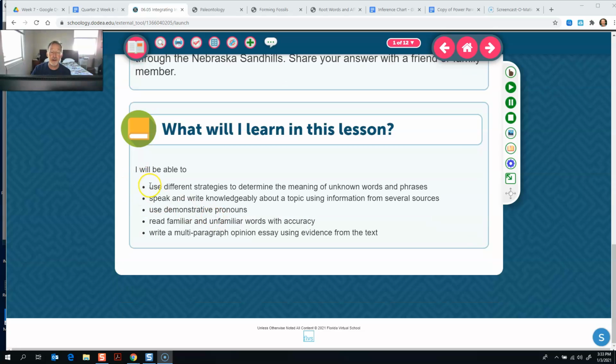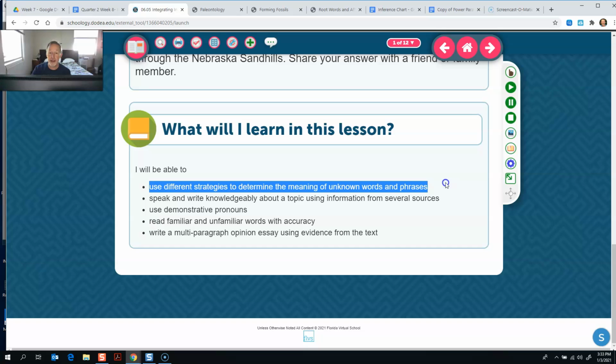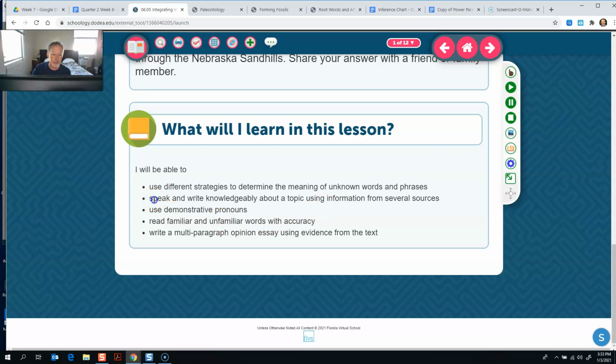Okay, and today what we're going to learn are some different strategies to determine the meaning of unknown words and phrases. Wow! All that means is you're going to learn how to use prefixes, suffixes, and the base word or root word to determine the meaning of unknown words. That's it. Simple.